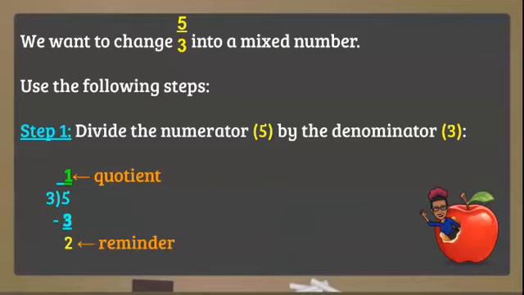Now we want to change 5/3 into a mixed number. Now let's use the following steps. So step 1, simple. Divide the numerator 5 by the denominator 3. As we see here, when we divide, we got a quotient of 1 and a remainder of 2 when we divided numerator 5 by our denominator 3.